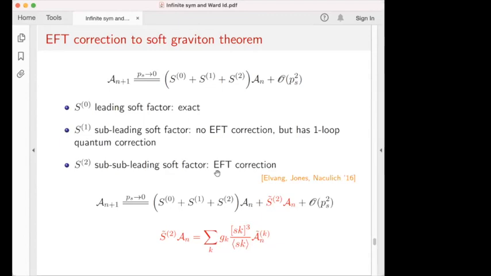So essentially, this EFT correction captures quantum corrections from massive fields, because you can integrate out these massive fields, and then you are left with some EFT operators. But if you consider massless fields, then you cannot integrate them out. That's why you still need to worry about these one loop corrections.